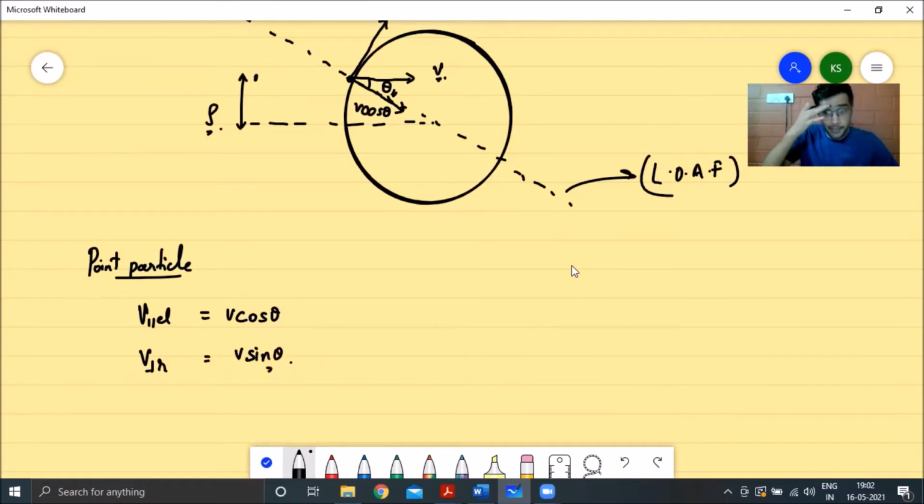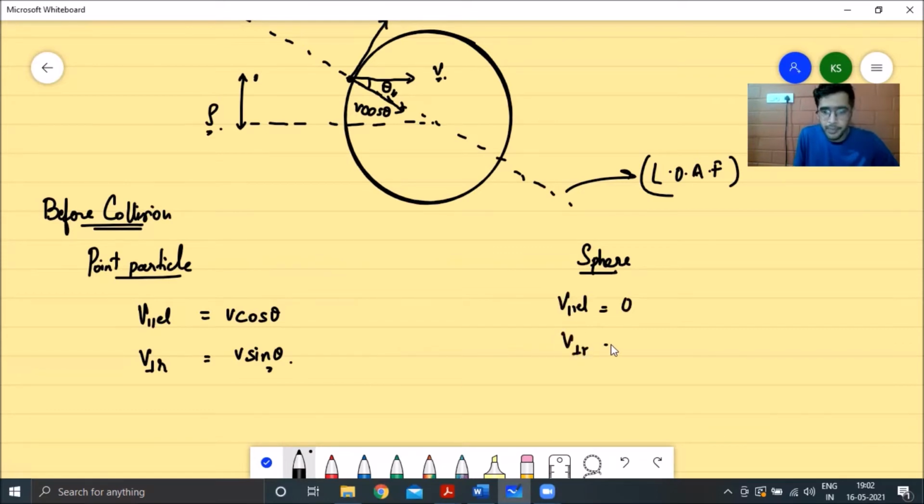Similarly, there's another particle also undergoing a collision over here, and that's the sphere. But the sphere is initially at rest. So before collision, the parallel component of the particle's velocity along the line of action of force is v cos theta. The perpendicular component is v sine theta. What about the sphere? The sphere had zero velocity, so both its parallel component and its perpendicular component to the line of action of force will be equal to 0, right?